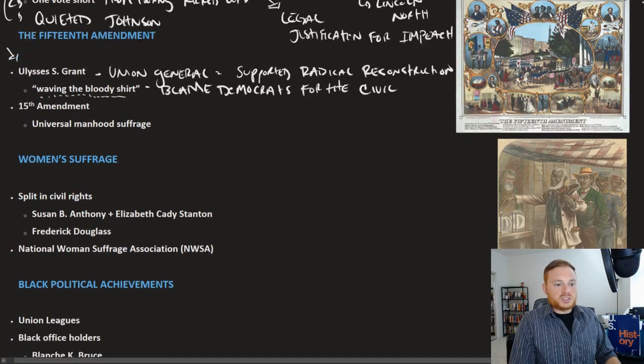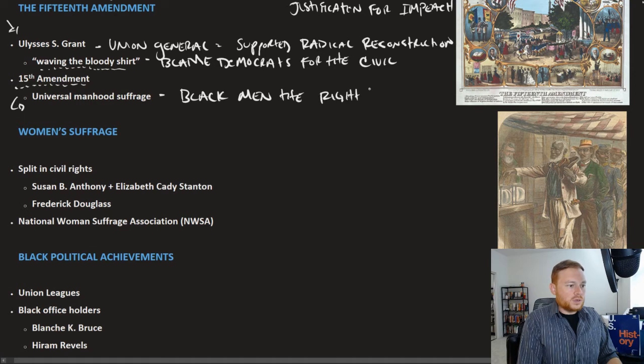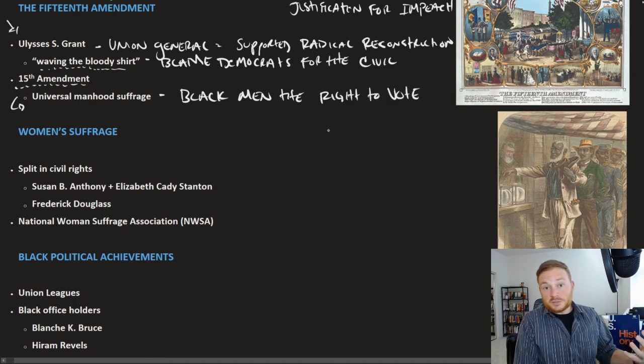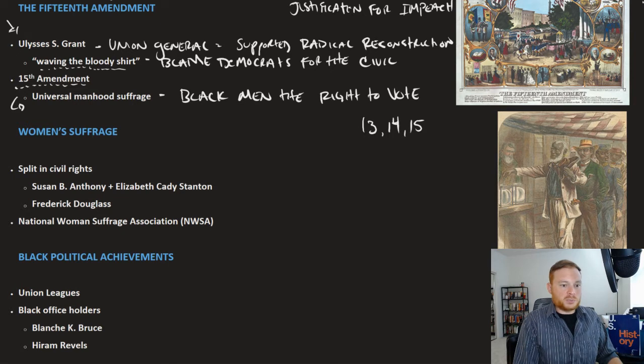Congress goes one step further in passing the final Reconstruction Amendment, which is universal manhood suffrage. This allows for black men the right to vote. And that was passed by Congress and approved by the states. So in terms of Reconstruction Amendments, 13, 14, and 15 is what you should remember. Those are the Reconstruction Amendments.